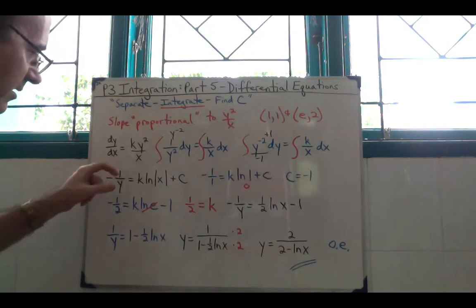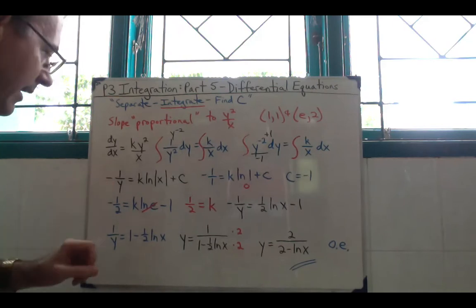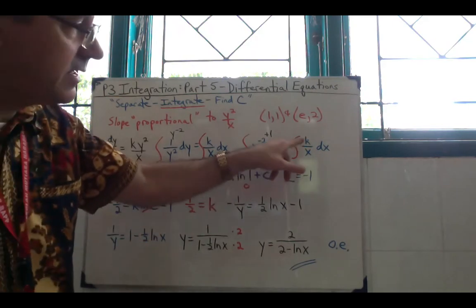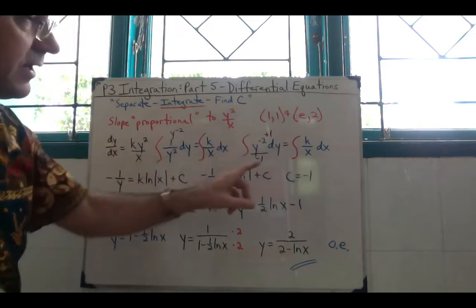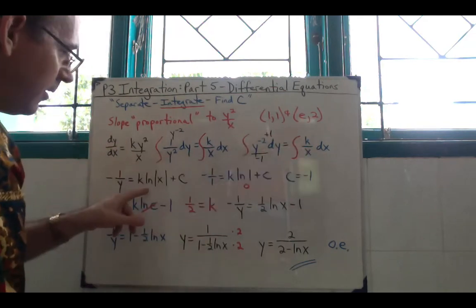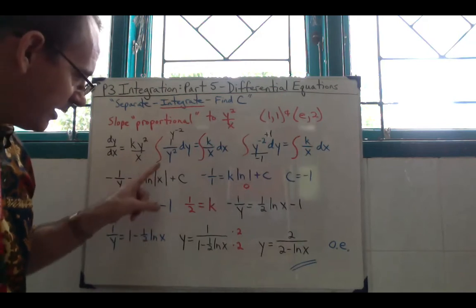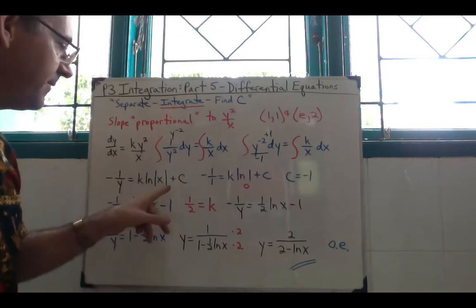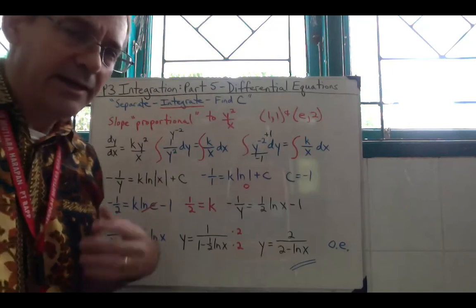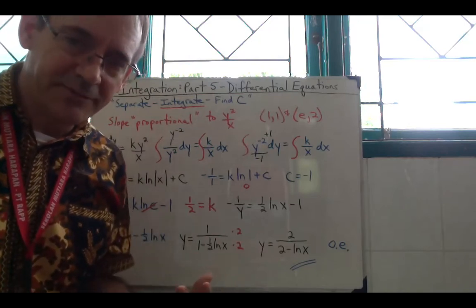So a negative y to the -1, or a -1 over y, equals, and then the constant just goes out in front, and 1 over x becomes ln x. I put absolute value to make sure it's positive. And then plus C is our constant of integration.